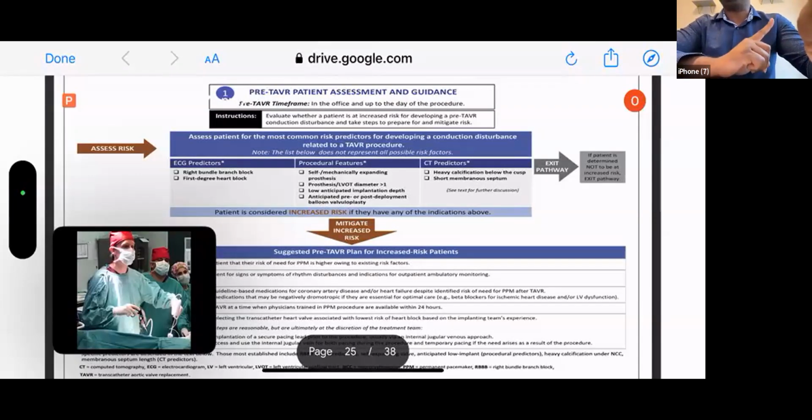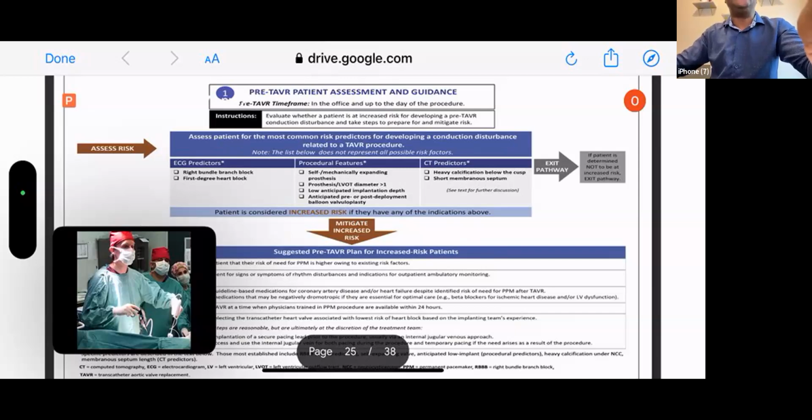And then one important thing is that if they are on any medication, whether it be a beta blocker that they need for ischemic heart disease or left ventricular dysfunction, the recommendation is not to stop those medications. If they've been stable on those medications prior to the TAVR, and they have any of these risk factors, first-degree heart block or right bundle branch block, do not stop them, because it has been shown that they do worse if you stop those medications. So continue those medications if the patient has been stable on them, even if they have high-risk factors.